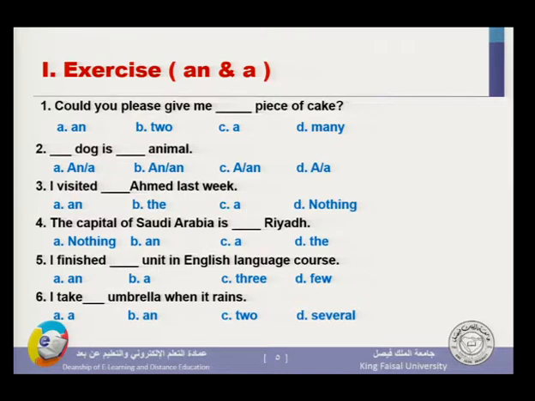I can say, number 2, a dog is an animal. Notice that with dog, which starts with the D, which is not a vowel, I used a. But with animal, which starts with A, which is a vowel, I used an animal. Okay?